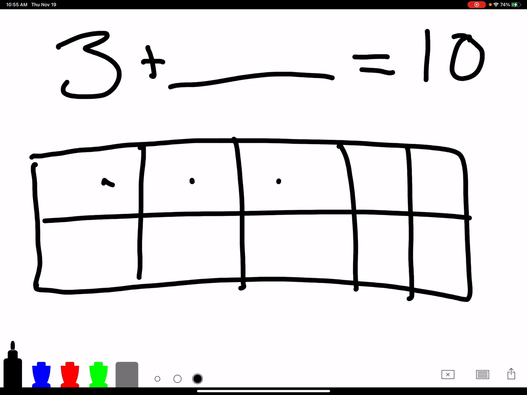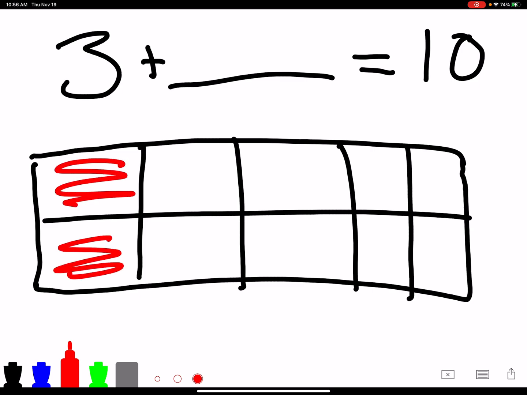So 1, 2, 3, 4, 5. 1, 2, 3, 4, 5. And 5 plus 5 is 10. So we know we have 10 blocks. And then 3 plus something equals 10. So we're going to fill in 3 blocks. Okay, let's use red. So we have 1, 2, 3. And that's how we would write that problem in a base 10 frame.